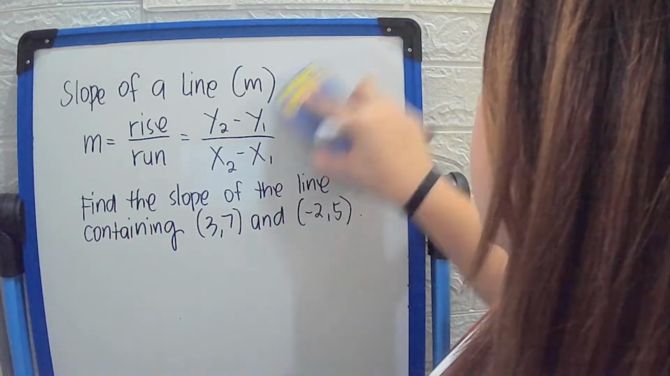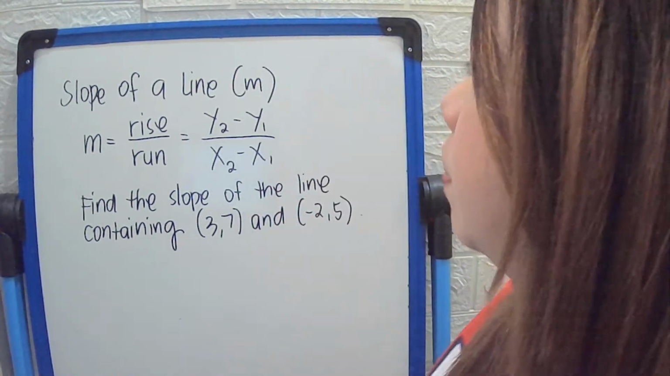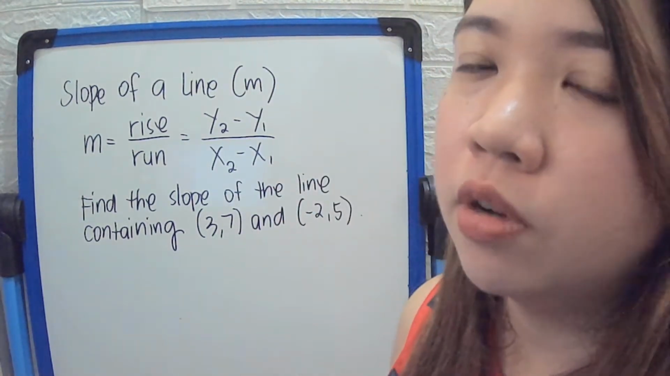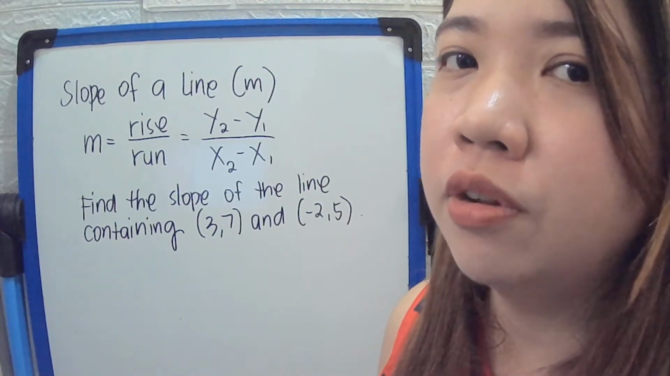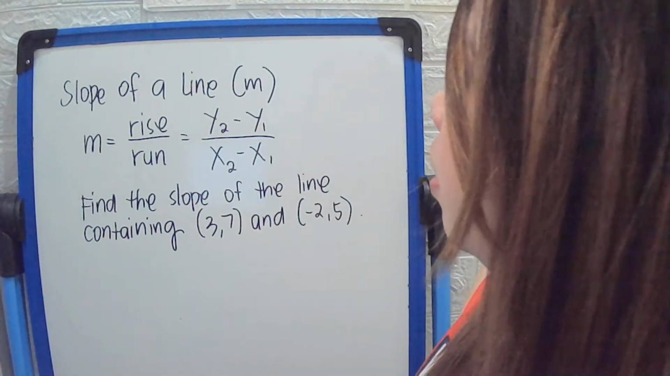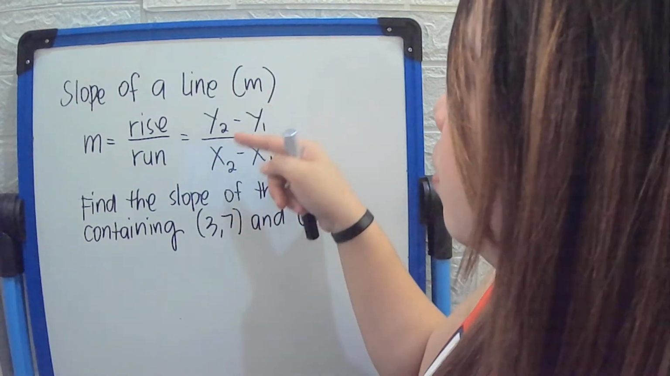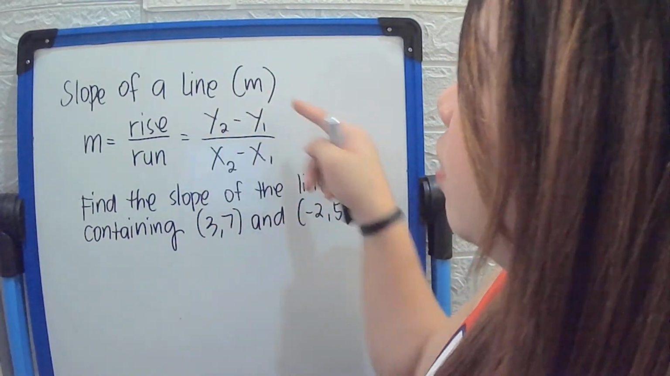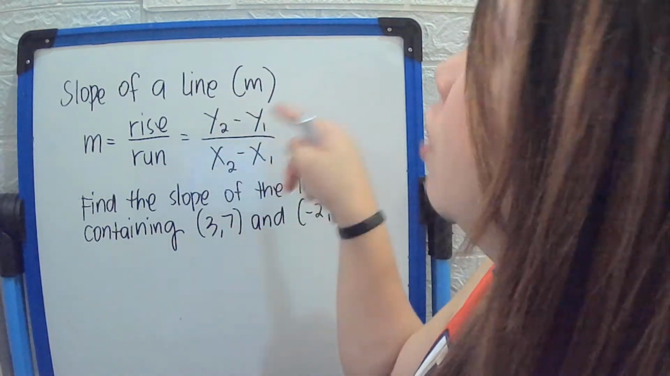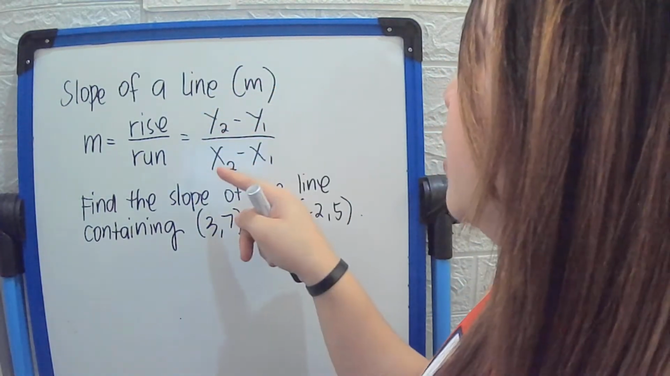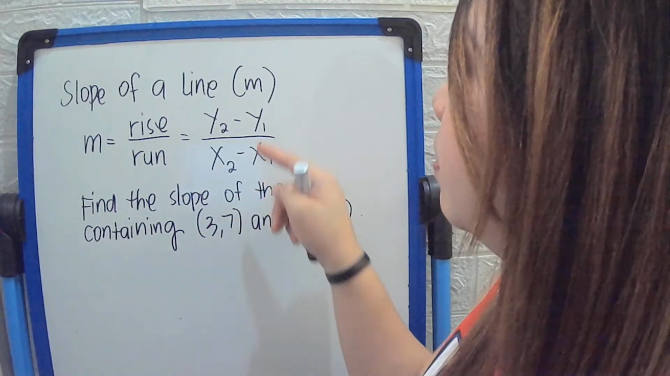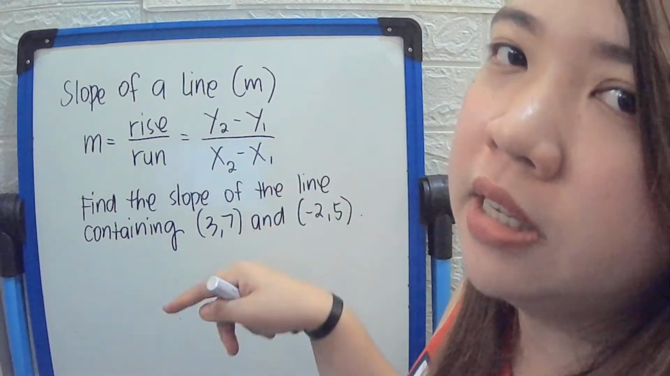Okay? So, when we say slope, it is actually rise over run. So, later on, we will discuss kung paano siya ginagamit. Okay, so dun muna tayo sa formula niya. So, yung formula niya ay y sub 2 minus y sub 1, or yung values for the ordinates. Then, sa denominator, we have x sub 2 minus x sub 1, or yung values ng abscissa.